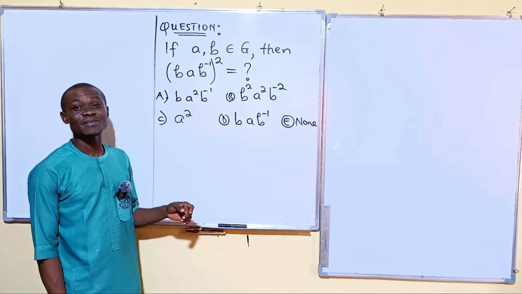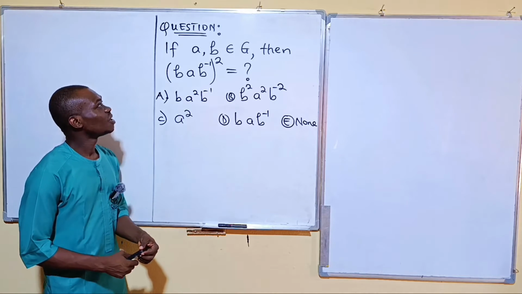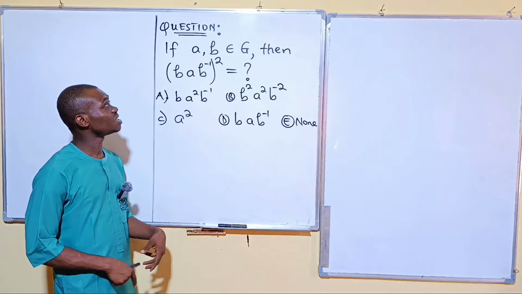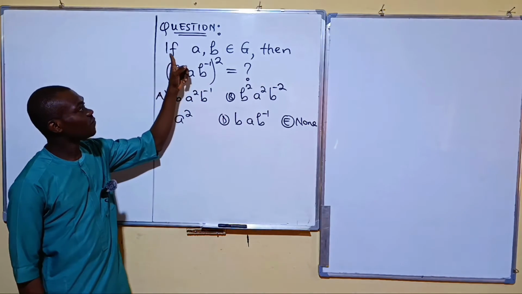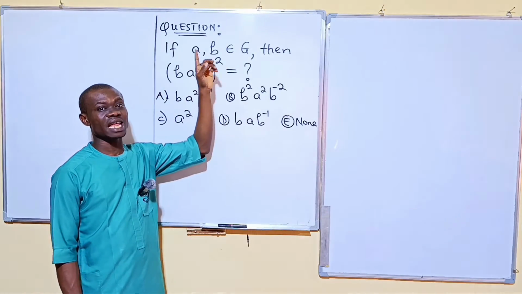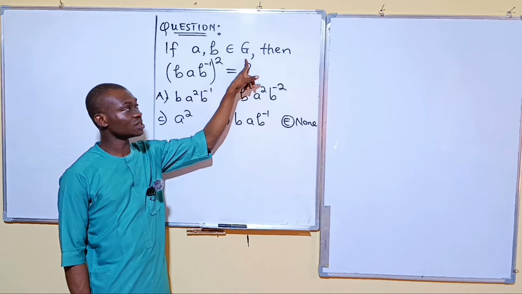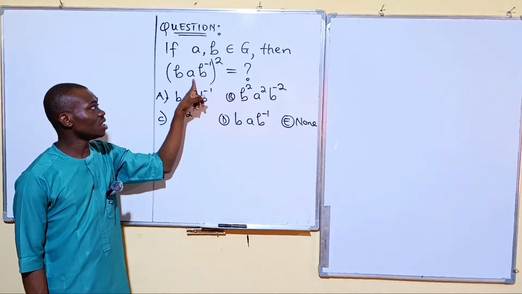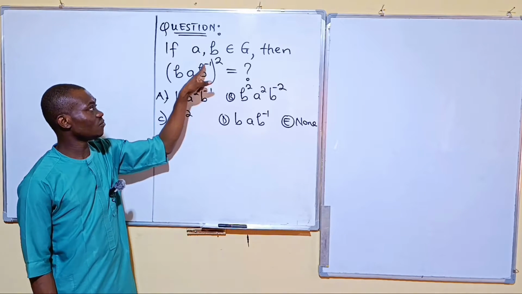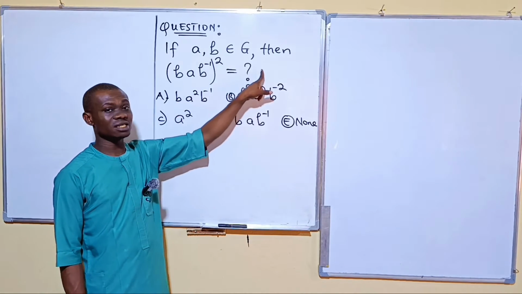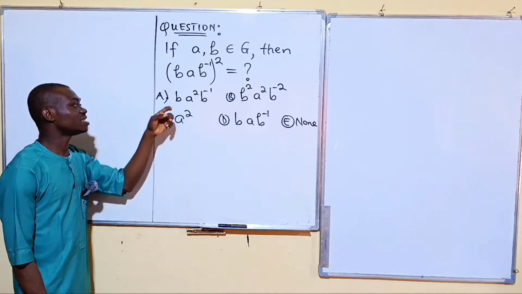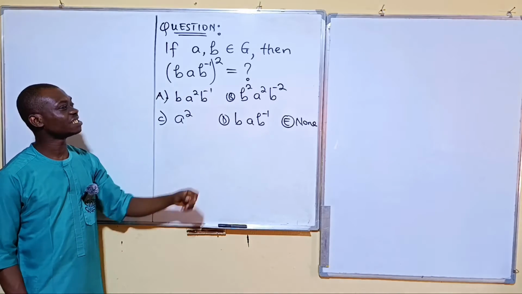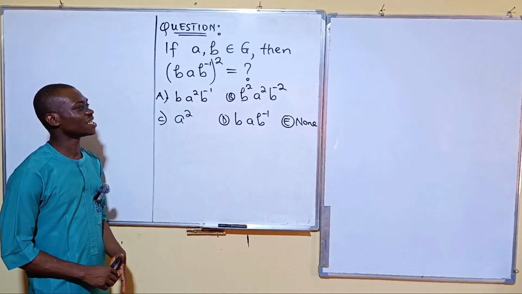So here we have a nice question. This question is from abstract algebra, group theory. It says that if A and B are any elements of a group G, then (BAB inverse) all squared is equal to dash. And it gives options A, B, C, and D. So which one do you think should be the correct answer?